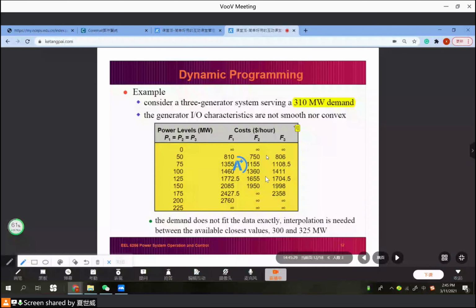Next, we can have a 5 minute break, and after the 5 minute break, we will continue to show how to use dynamic programming to solve economic dispatch.